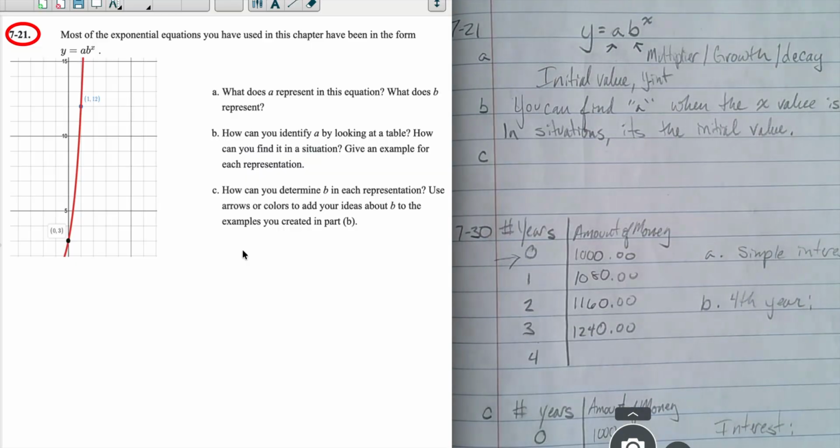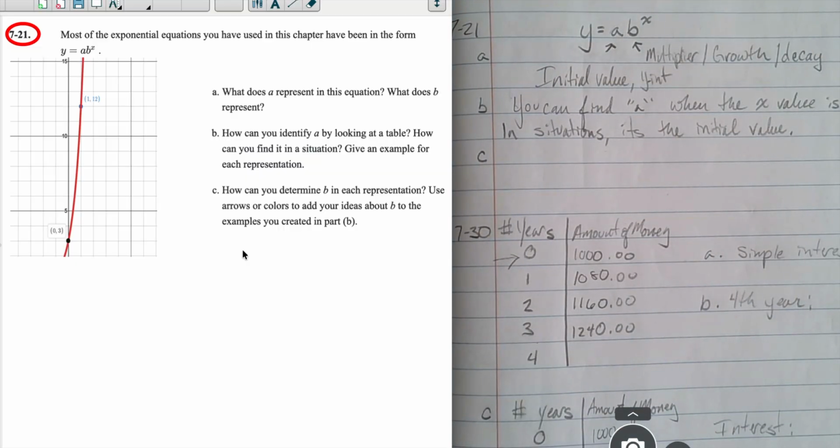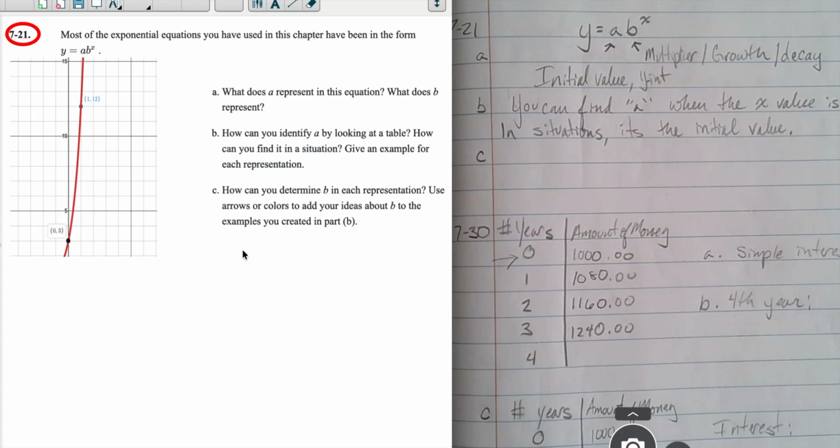For example, in number 20, we had the problem where they were talking about a company. So the founders represented our initial value, or the initial number of people working at the company.